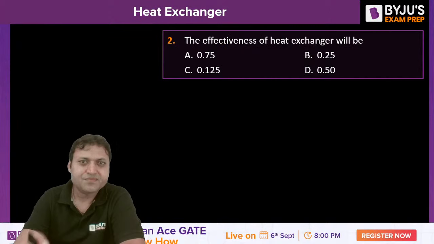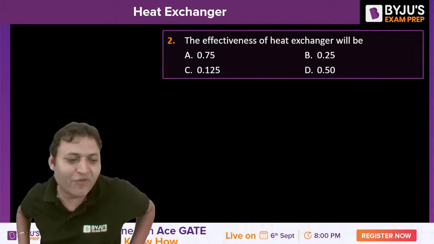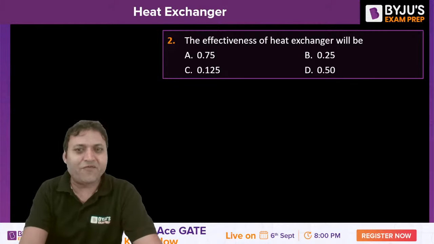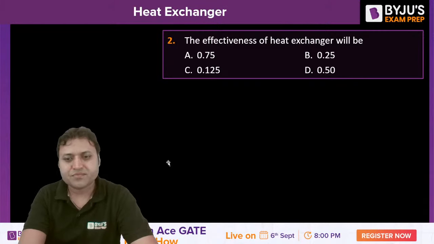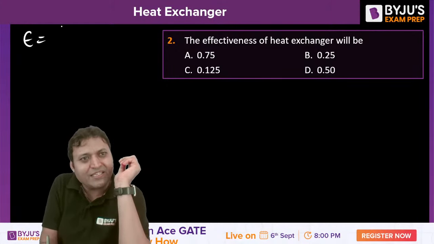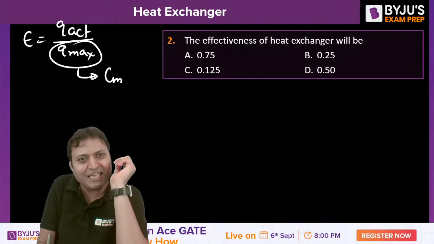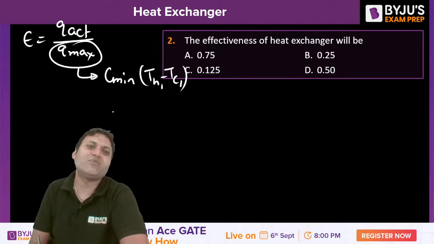Is this clear? The second part of the question is, what is the effectiveness of this given heat exchanger? Can you find out the effectiveness? Effectiveness is Q actual upon Q maximum. And how to calculate Q maximum? That is C minimum, the minimum heat capacity, into TH1 minus TC1.